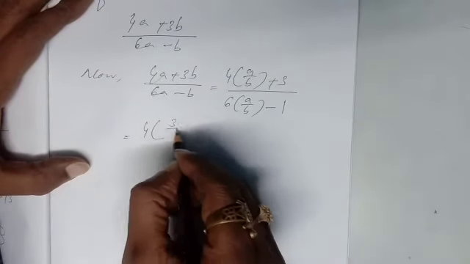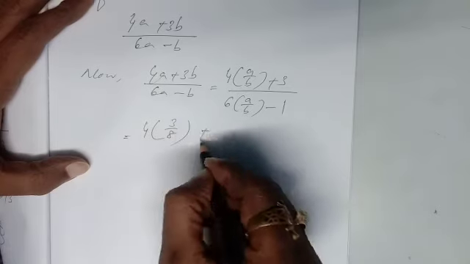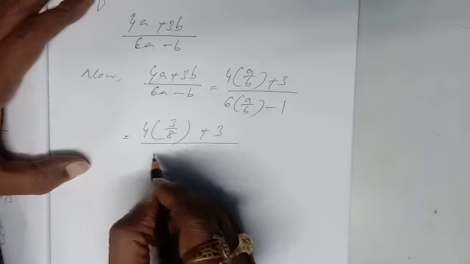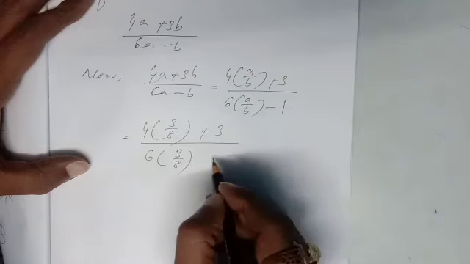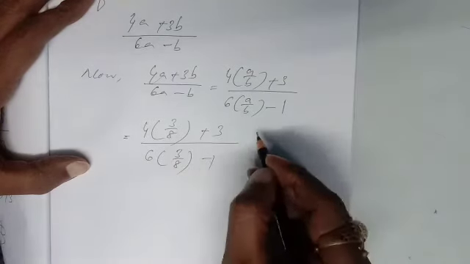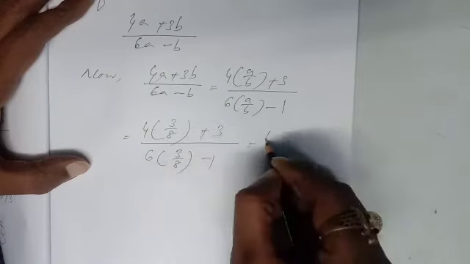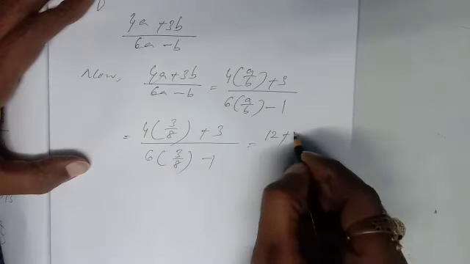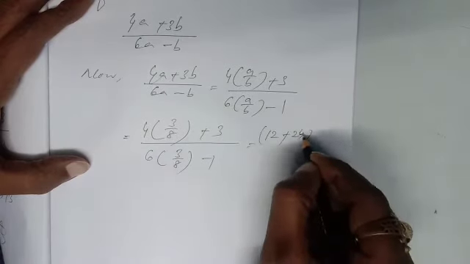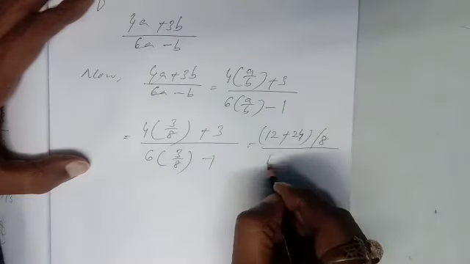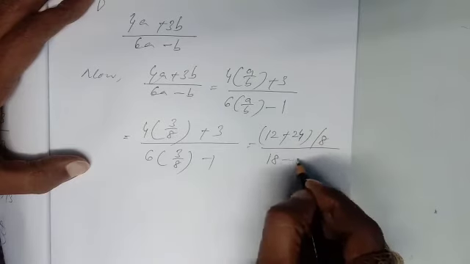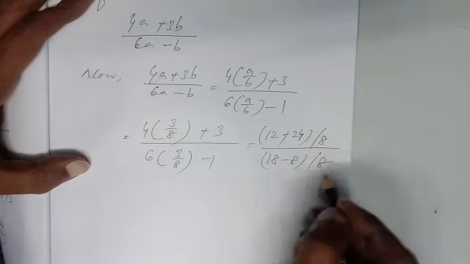It is given in the question, that is 3 by 8, and here plus 3. Same thing, 6 into 3 by 8 minus 1. How much are we getting? 4 times 3 is 12, plus 3 is 24, whole divided by 8. Same thing here also, 6 times 3 is 18, minus 8, whole divided by 8.